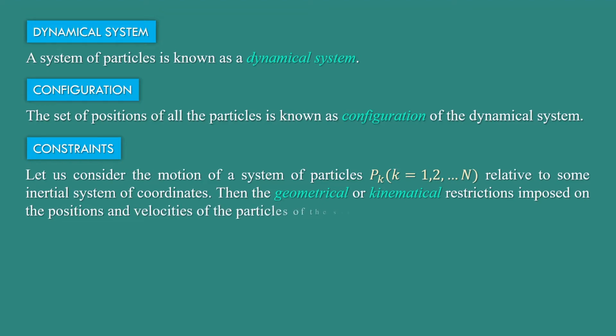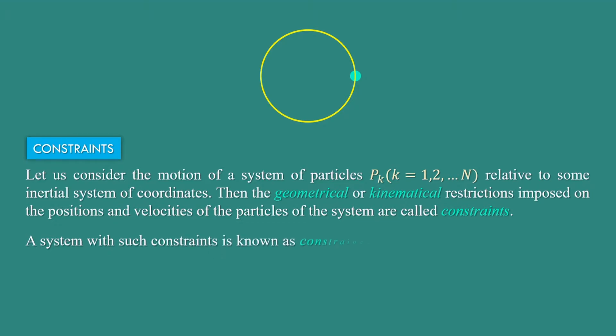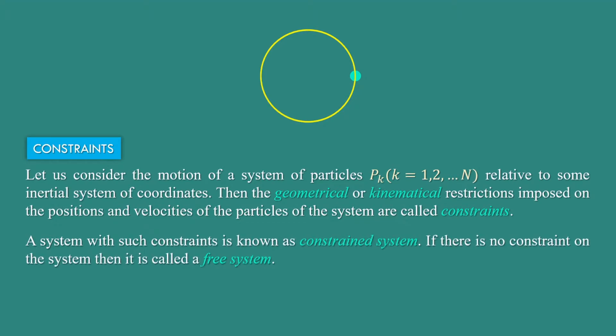Let us consider the motion of a system of particles pk where k goes from 1 to n relative to some inertial system of coordinates. Then the geometrical or kinematical restrictions imposed on the positions and velocities of the particles of the system are called constraints. If we consider the motion of a particle in a circular wire, then the motion of the particle is constrained motion. A system with such constraints is known as a constrained system. If there are no constraints on the system, then it is called a free system.